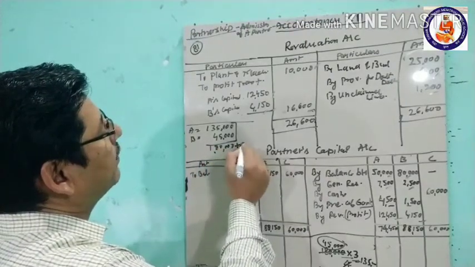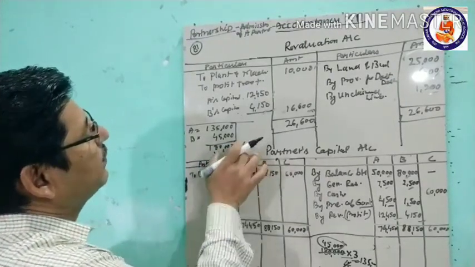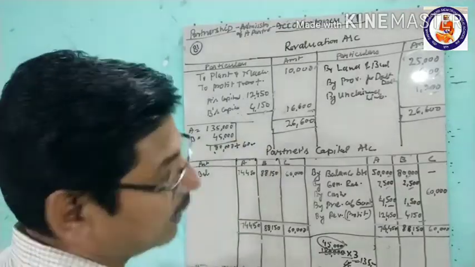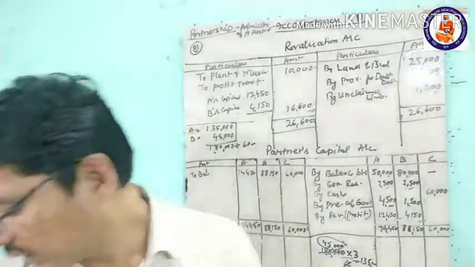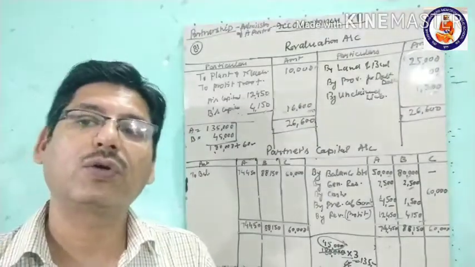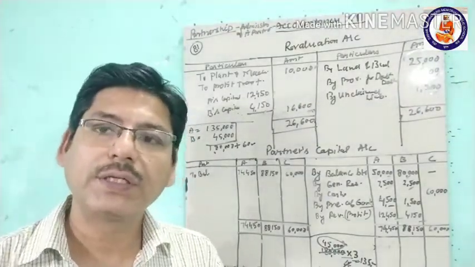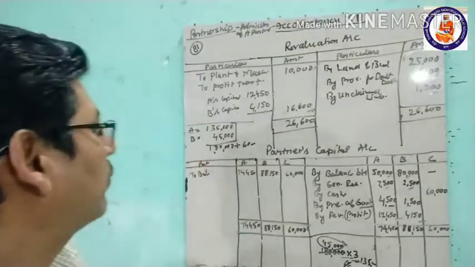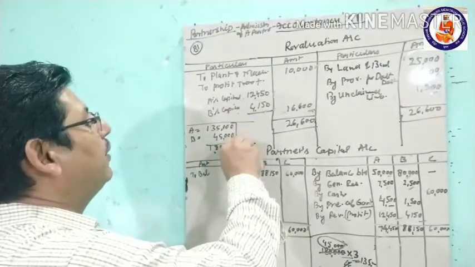And C's capital is 60,000 already. 60 plus 180, 2,40,000, that we had already calculated. If he is bringing 60,000 for a 1/4 share, the total capital should be 60,000 into 4, 2,40,000. That is there. Okay.